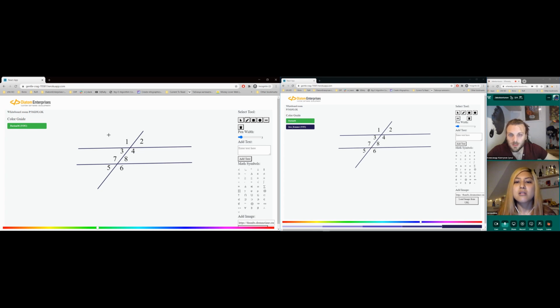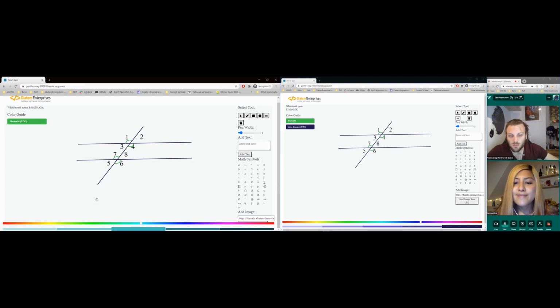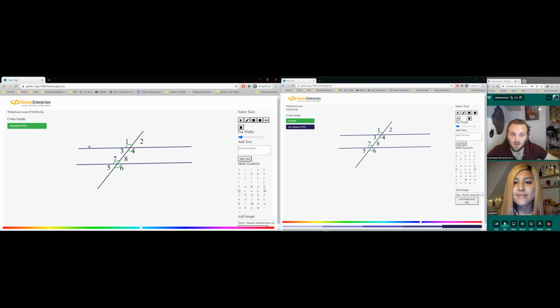Yeah, so the angle number 1 is equal to angle number 4, that is also equal to angle number 7 and angle number 6. And then let me try it with a different color. So angle number 5 is equal to angle number 8, equal to angle number 3, and also equal to angle number 2. Yep, precisely.